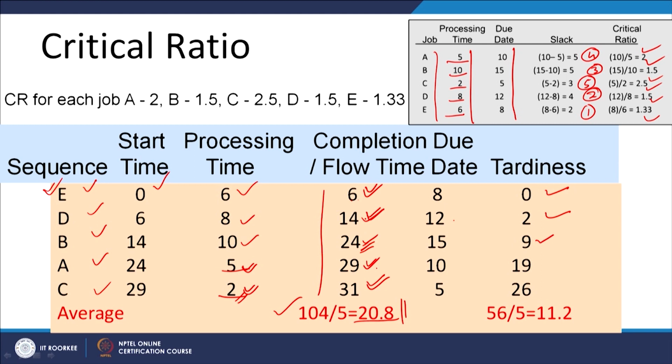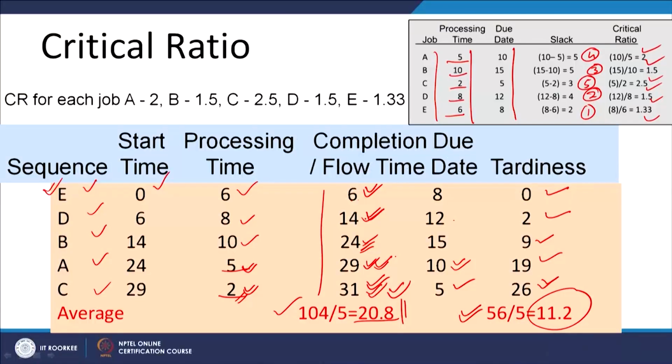Job A is completed after 29 days while the due date is 10, so the tardiness is 19. Likewise, 31 is the flow time or completion time for job C while the due date is 5, so a huge tardiness is there. The sum of all these is 56/5, and it is also leading to the highest value of tardiness. So, this has been the worst so far as completion time and tardiness are concerned.